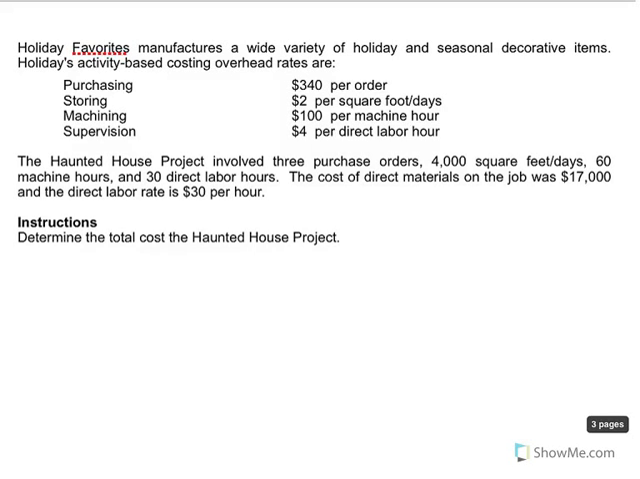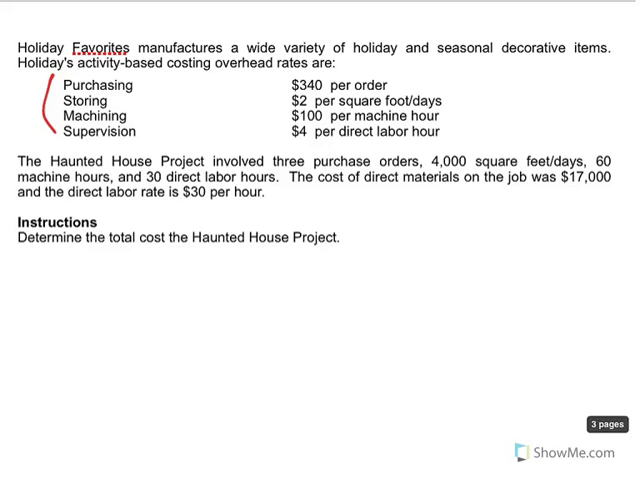Here we have two problems with activity-based costing. One, a very simple problem, Holiday Favors, and the other one, a more complex problem. To begin with, Holiday Favors manufactures a wide variety of holiday and seasonal decorative items. Holiday's activity-based costing system has these four pools: purchasing, storing, machining, supervision.